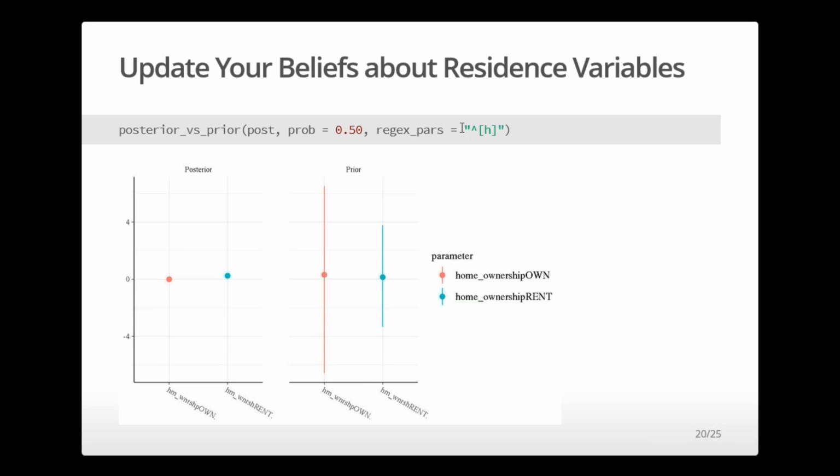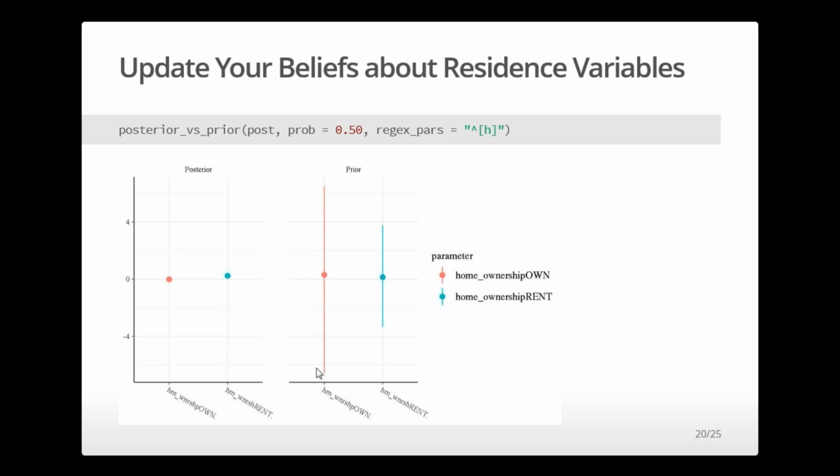You can even do that by a regular expression. So here I'm saying I only want to look at variables that start with H. In this case, they're the two home ownership variables, but I could have looked at any variables that I want. And what this posterior versus prior function does is that at first it goes back to the model and just draws from the prior distribution that you specified without conditioning on the data.